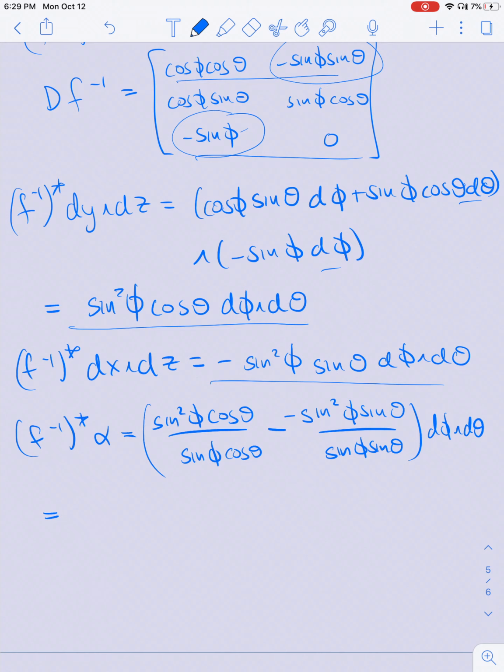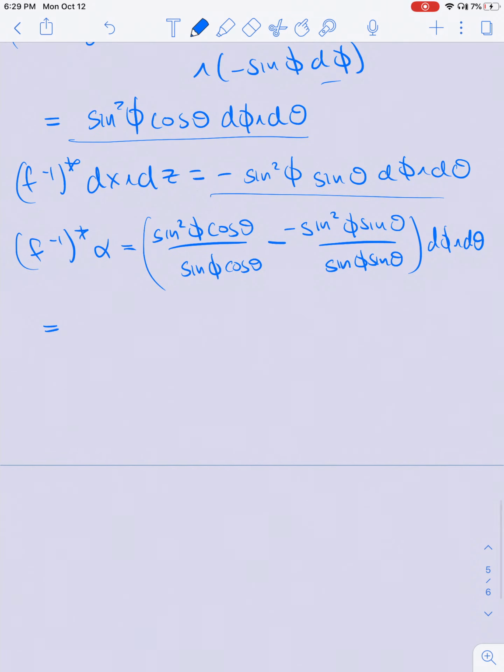Okay, so now let's just compute this. These are the exact same thing because everything cancels out. And so I end up getting 2 sine phi d phi wedge d theta.